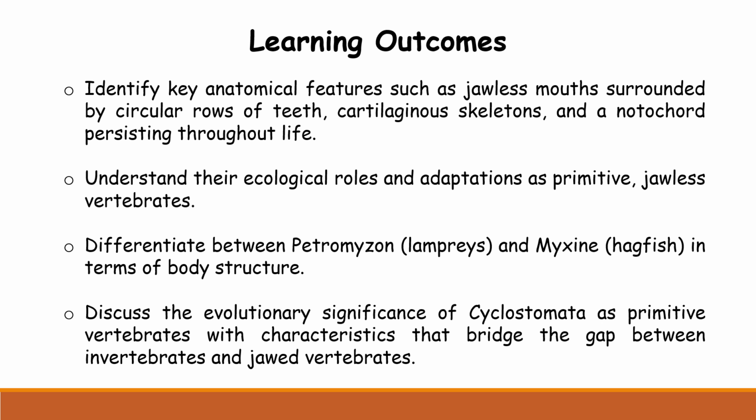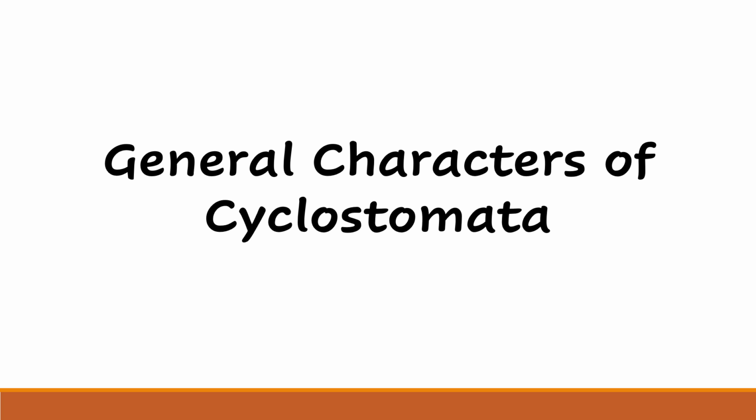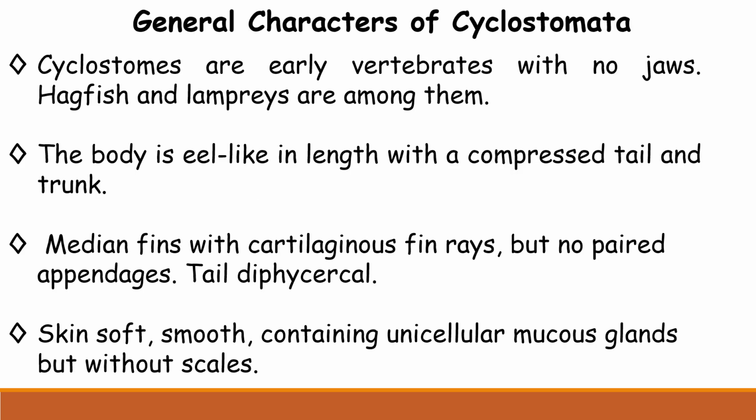You can understand their ecological roles and adaptations as primitive jawless vertebrates. You can differentiate between Petromyzon and Myxine in terms of their body structures. You can discuss the evolutionary significance of class Cyclostomata as primitive vertebrates with characteristics that bridge the gap between invertebrates and the jawed vertebrates. First, the general characters of Cyclostomata.